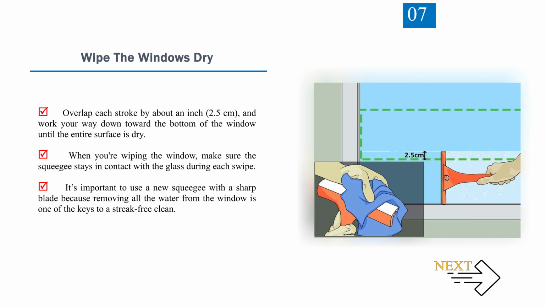When you're wiping the window, make sure the squeegee stays in contact with the glass during each swipe. It's important to use a new squeegee with a sharp blade because removing all the water from the window is one of the keys to a streak-free clean.